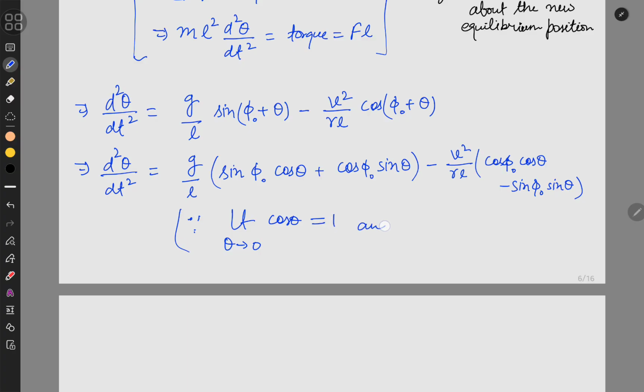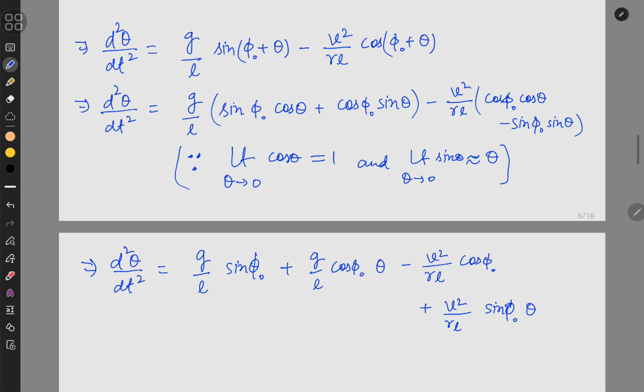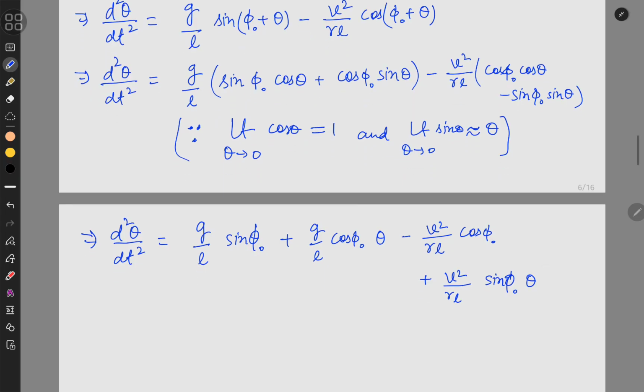and under the limit theta tends to 0, sine of theta is 0. So when I substitute these in the above equation, I will get, since theta is very small, sine theta goes to theta, it is approximately equal to theta, and when theta is very small, let's say it's going to 0, then cos theta can be taken to be 1. So these are the substitutions that I make in the above equation, and I will get the following equation.